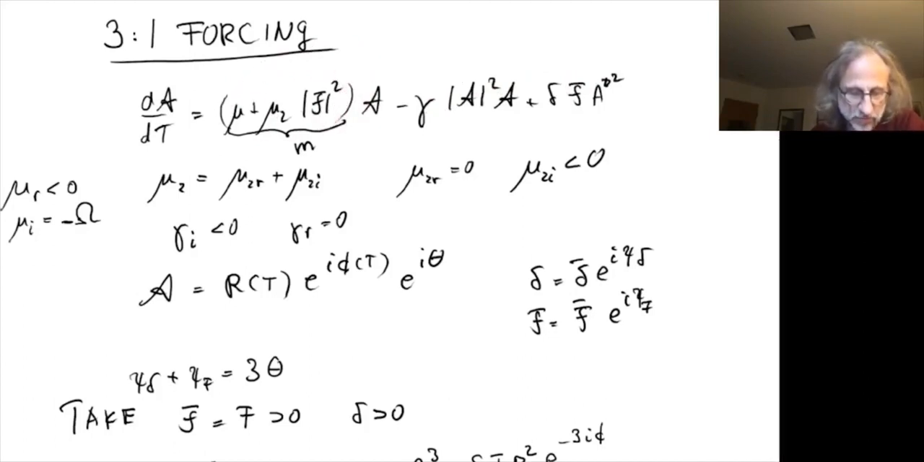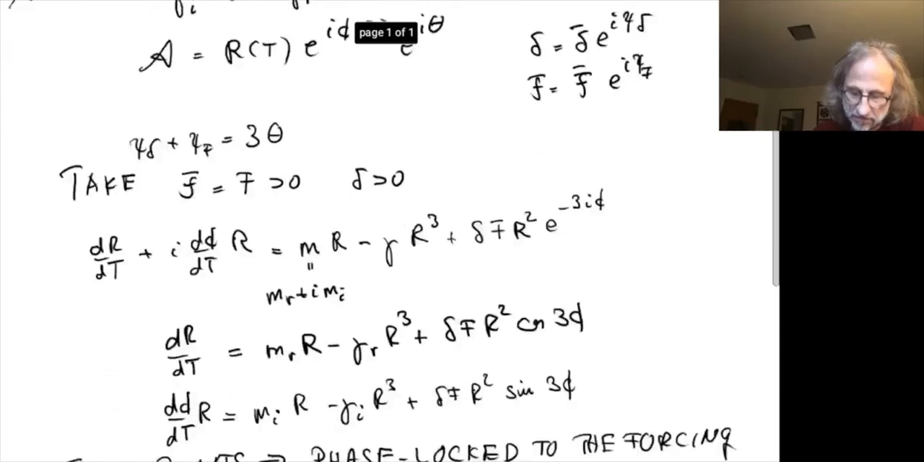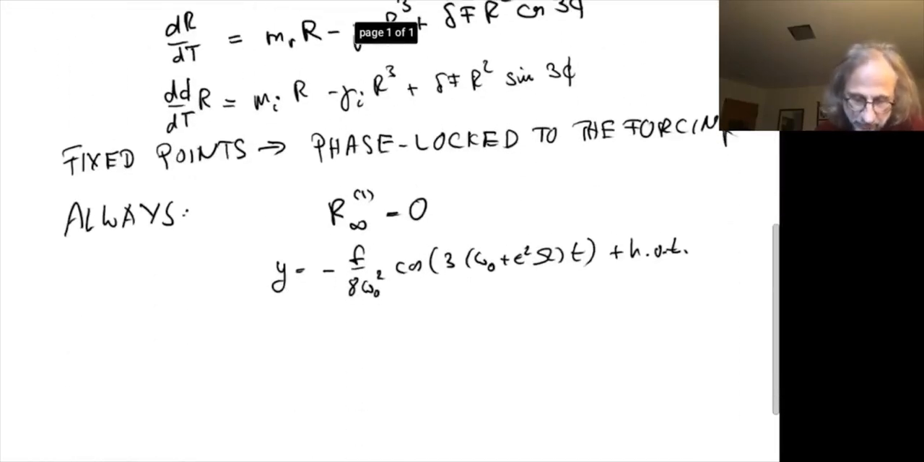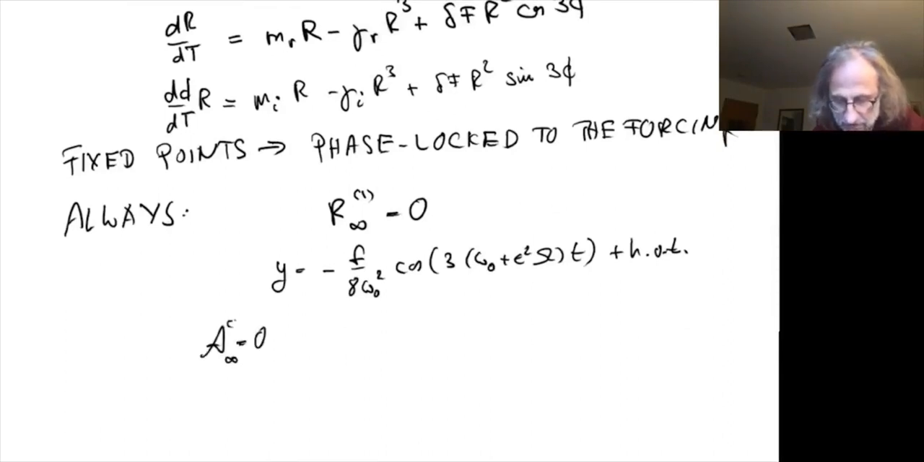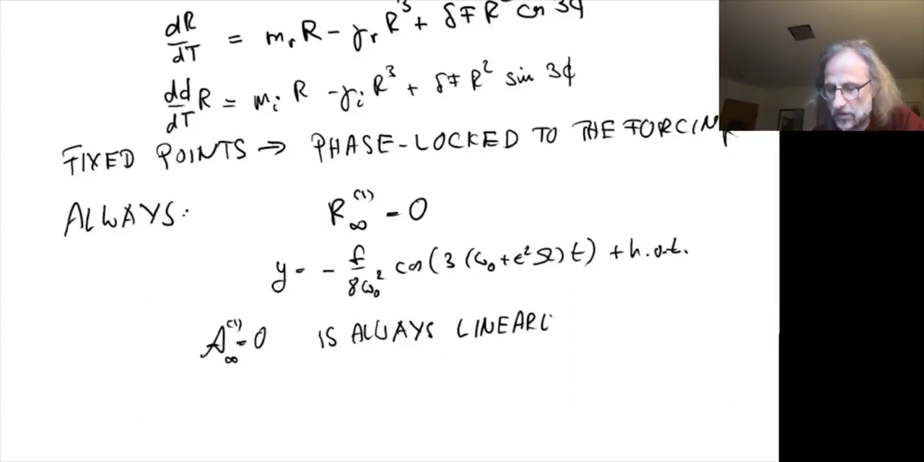So now what do we have? We have mu_r is negative. Mu_2 has a mu_2r, but that's 0. So actually the real part of this term is always negative. That means the solution a equals 0 is always linearly stable. Let's write that down and then think about what that means. So a equals 0, this guy is always linearly stable. When I said always, I meant for all forcing amplitudes.